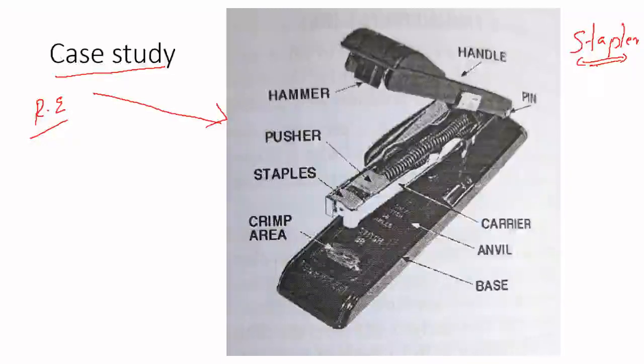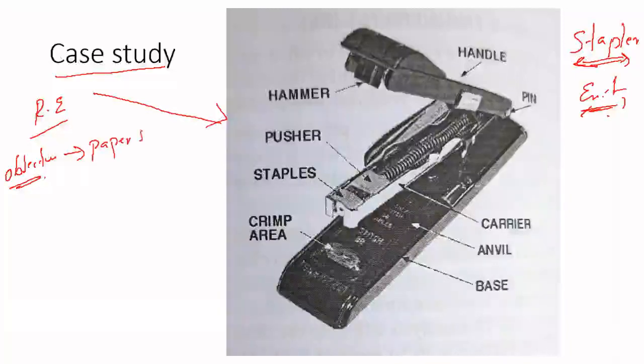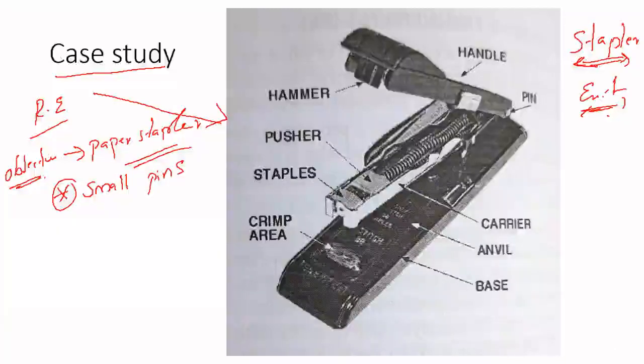So this particular stapler is an already existing product, we are not doing anything. But now our given objective is to propose a new design for the paper stapler so that it can provide both small pins and big pins.